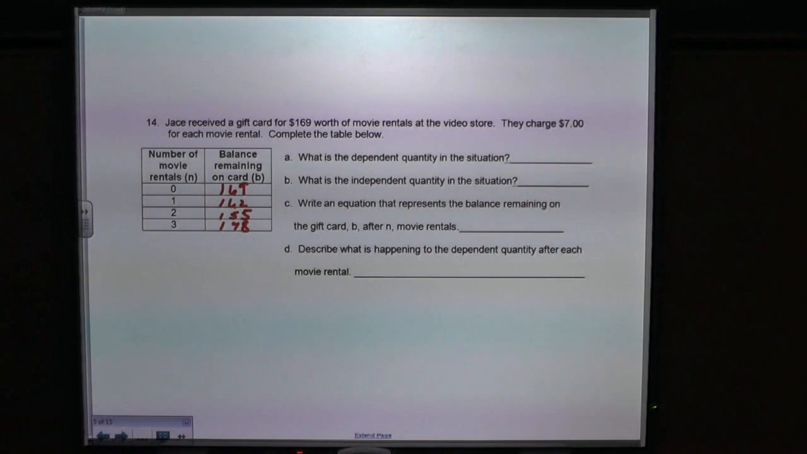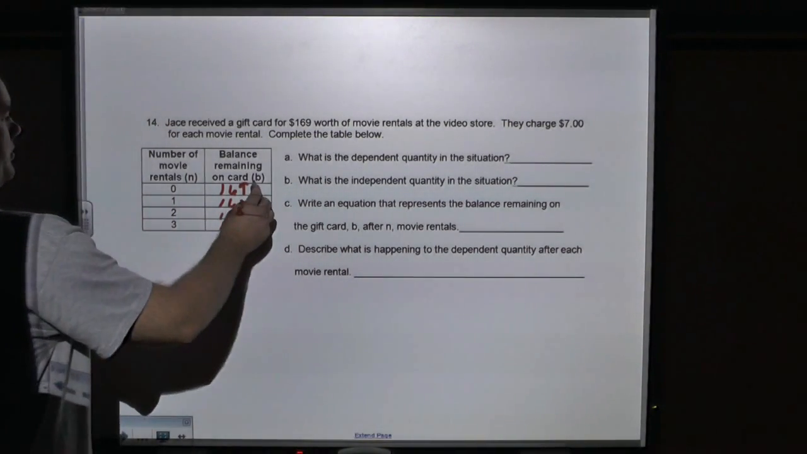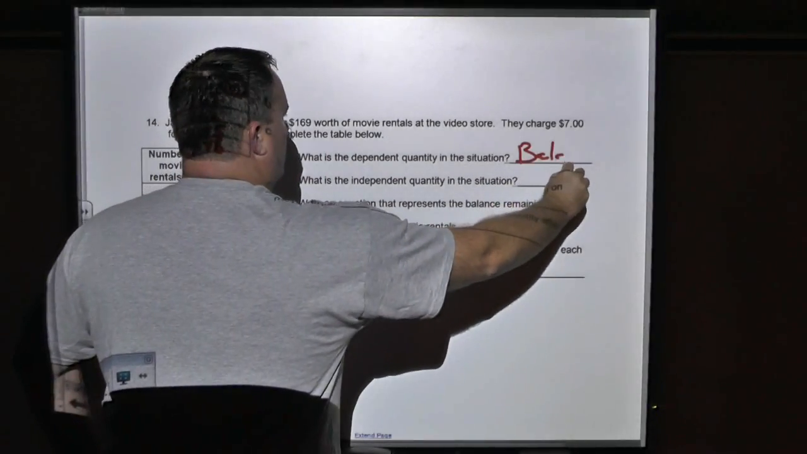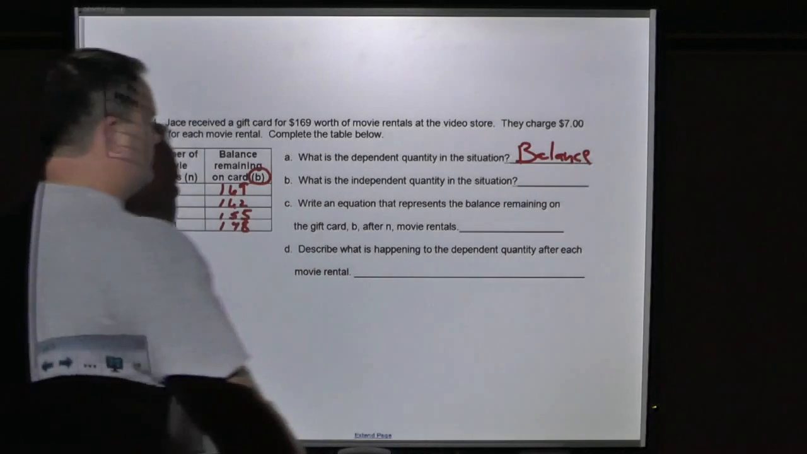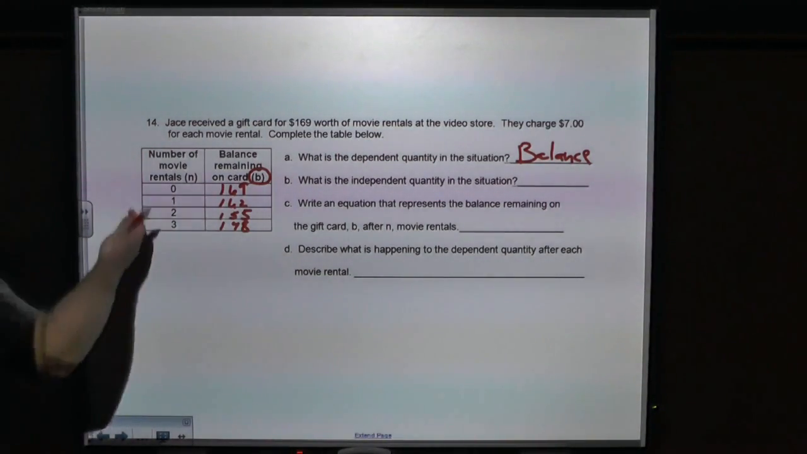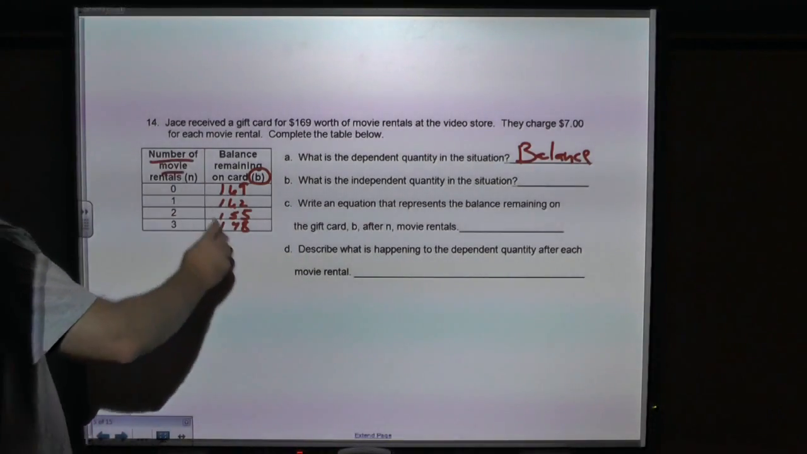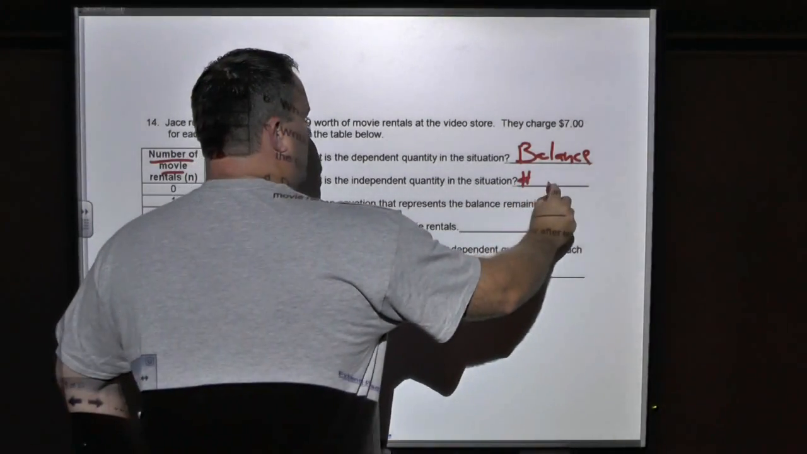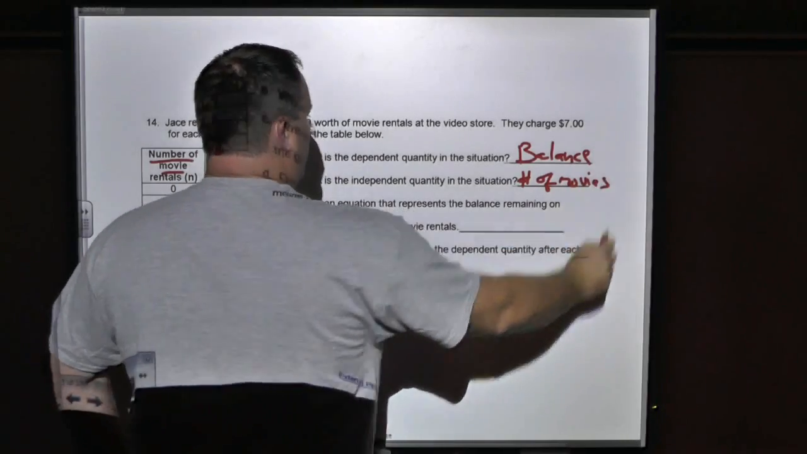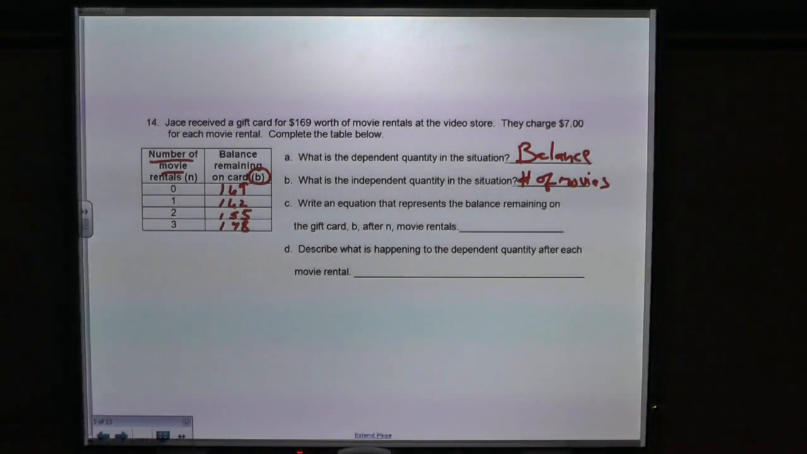So, the dependent quantity for this situation, real simple. It's whatever the right portion of your table is. It's going to be the balance. What is the independent quantity? Well, it's whatever the left side is. It's what you need to know first. Number of movies. Okay? So I want you to write an equation that represents the balance remaining on the gift card.